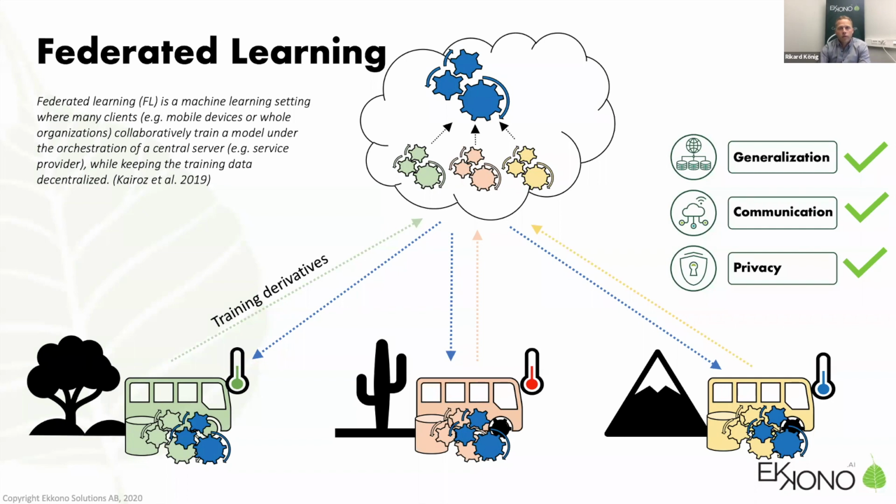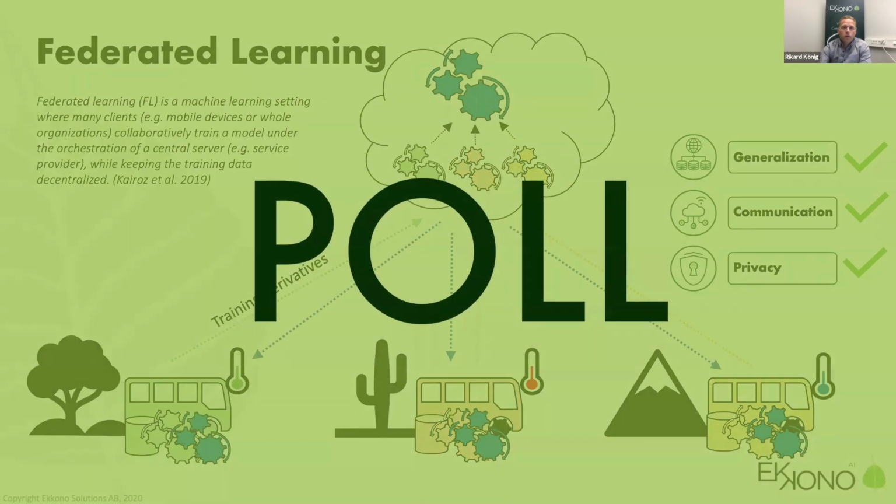Okay, and that's typically what we experience as well. I would say that privacy is the top reason that we look at federated learning, but also communication and of course generalization, especially if you do decentralized machine learning. That is a focus area for Ekkono Solutions. Okay, let's continue.